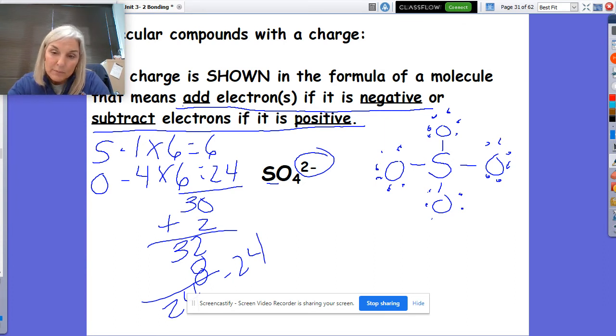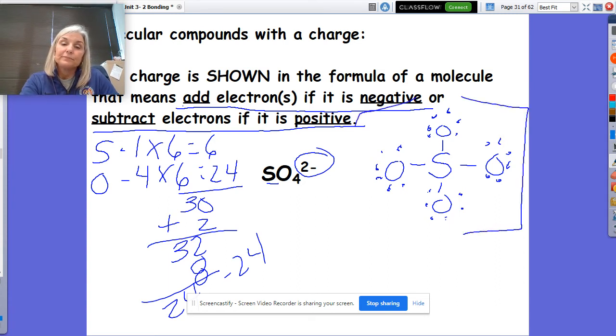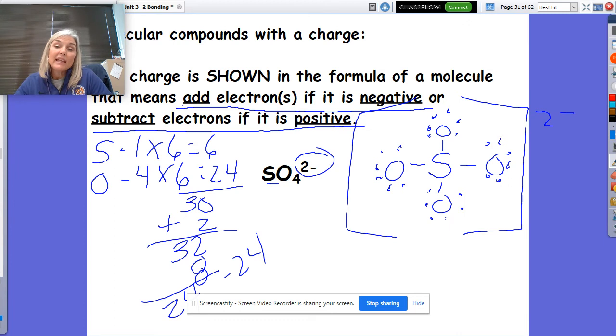So now, that dot didn't show up. So we have an octet for all 5 of those atoms. 8 going around this oxygen, 8, 8, 8, and the sulfur also has 8. So there's one more extra thing you're going to have to do. Just like with resonance, you put it in brackets. And then on the outside, you're going to put 2 negative. That lets you know that it was a polyatomic ion.